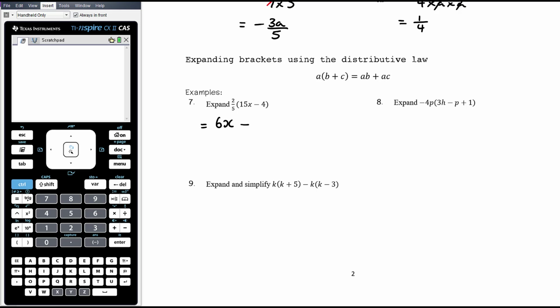And then we're going to have minus, now remember this is 4 over 1, the 4 doesn't cancel down with the 5 at all, so there's no simplification I can do here, so it's just 2 times 4 on the numerator, which is 8, over 5 times 1 on the denominator, which is 5. 8/5.